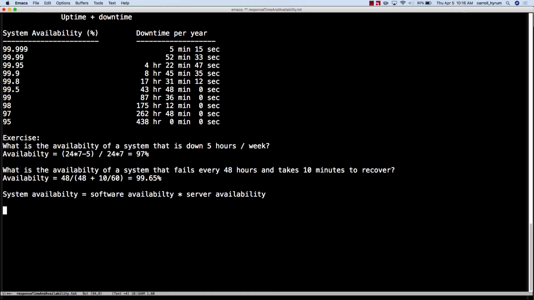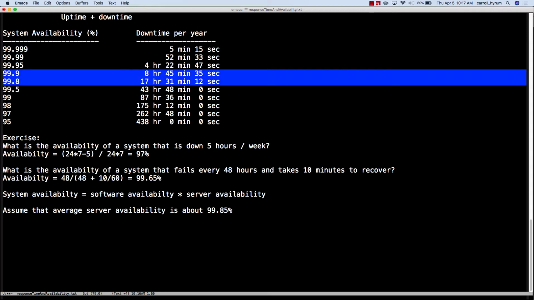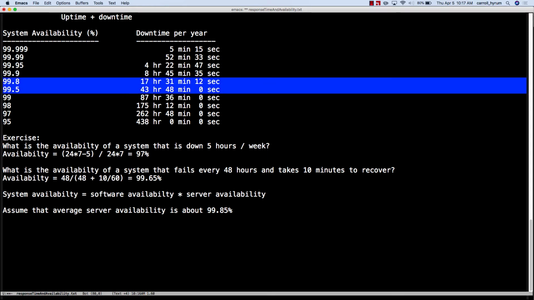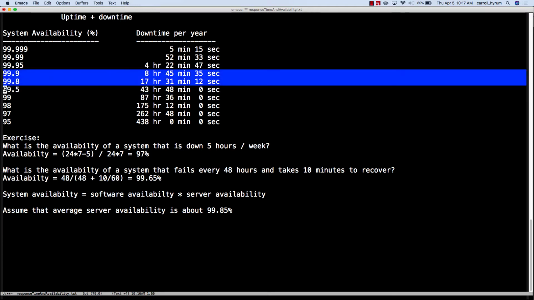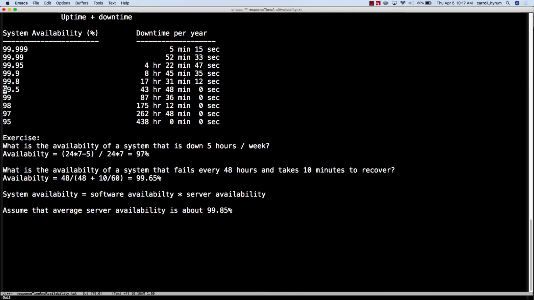So let's just assume, and this is based off an empirical study, that average server availability is about 99.85%. Okay? 99.85%, we're somewhere in between here, so 20 hours, I don't know. Oh, sorry, between these two. So we're talking like 12 hours a year. That's it, that they're down.